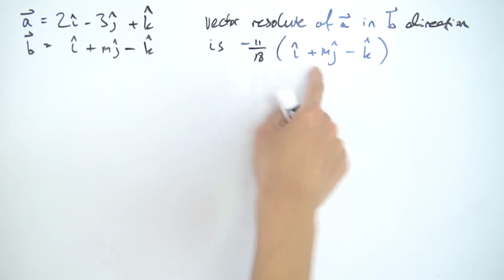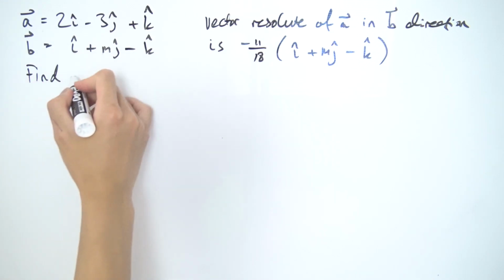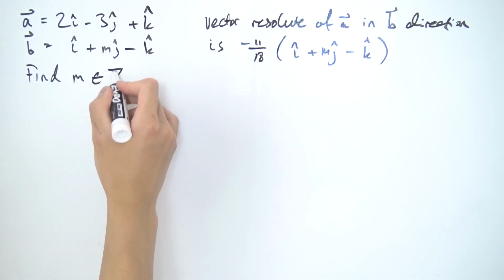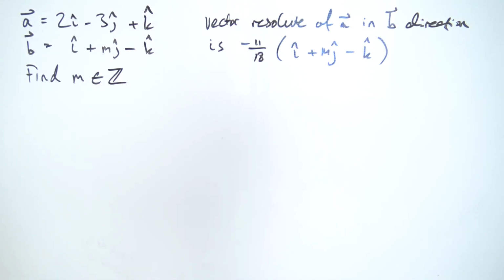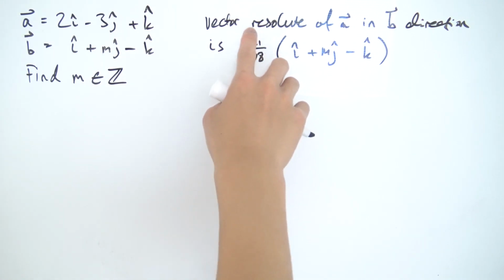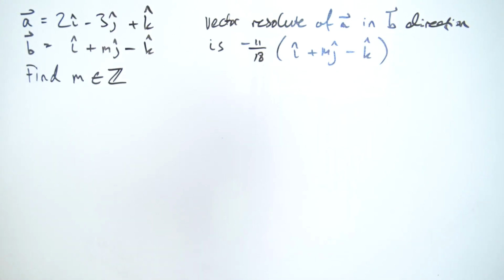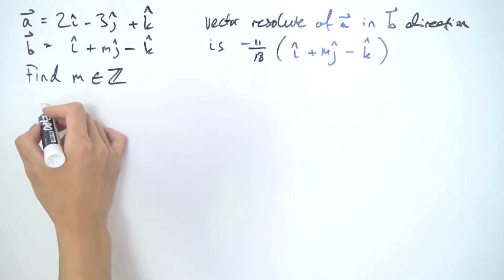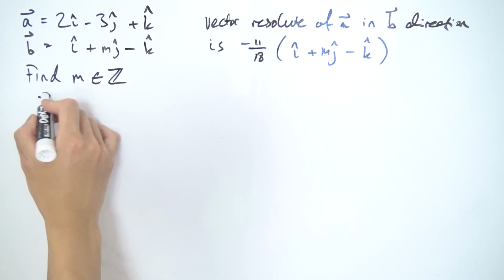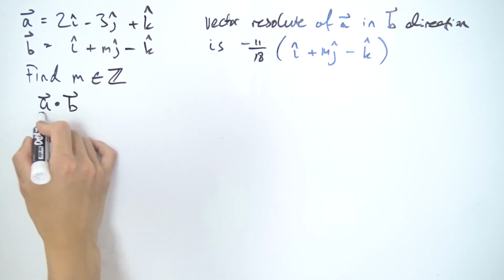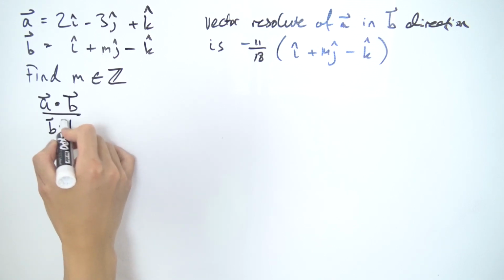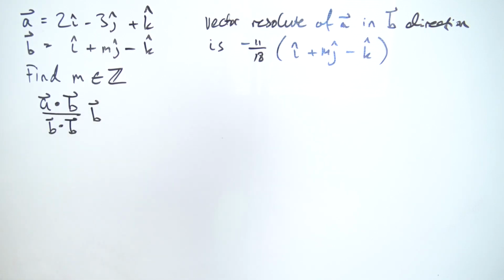For the next question, we're given two vectors a and b, and we have to find the value of m. The question also states that m is an integer, such that the vector resolute of a in the direction of b is given by this other vector. So the first step is to write down the formula for the vector resolute of a in the direction of b. I just used the form a dot b over b dot b times b, like so. It's quite easy to remember for me.